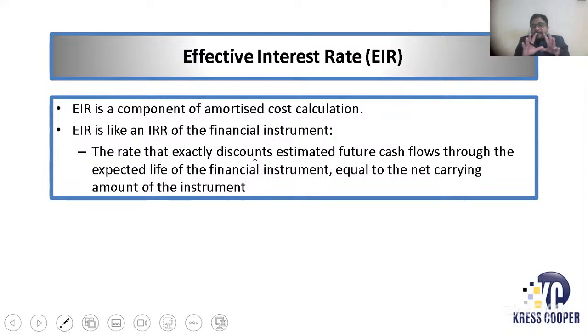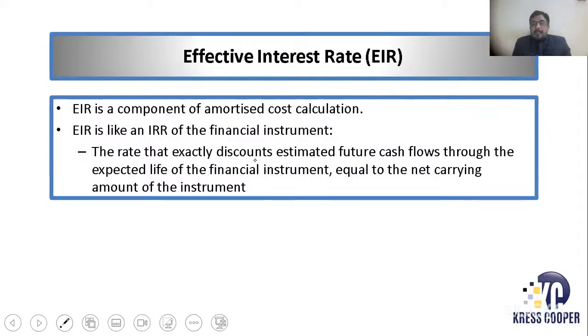Just to understand very easily the concept of effective interest rate, we can relate it with the IRR. I mostly used to analogize this EIR with IRR. Or you can say that there are triplets: EIR, effective interest rate, IRR, internal rate of return, and IRI, interest rate implicit in lease. All these three are in fact giving the same meaning. That's why I'm calling them triplets.